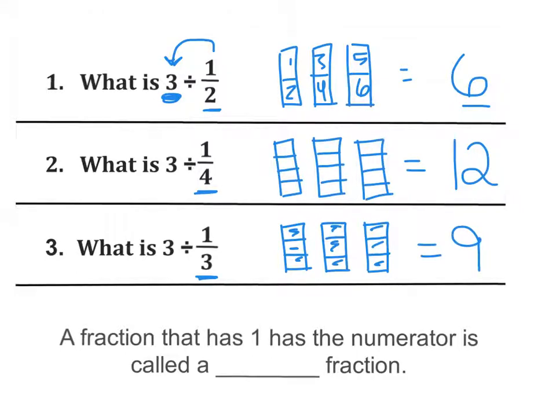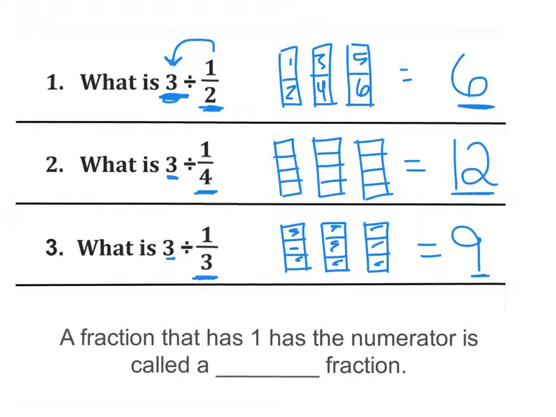All right. Now, do you see anything, any sort of pattern here? So it kind of seems like we could just take the whole number times our denominator, and that will give us the quotient. Whole number times denominator gives us the quotient. Interesting. Okay, let's keep that in mind as we move along here.